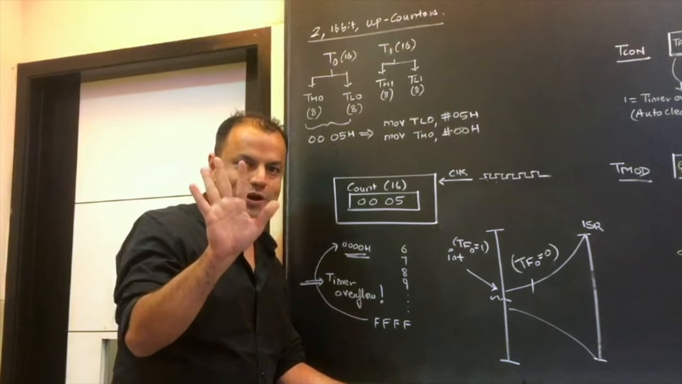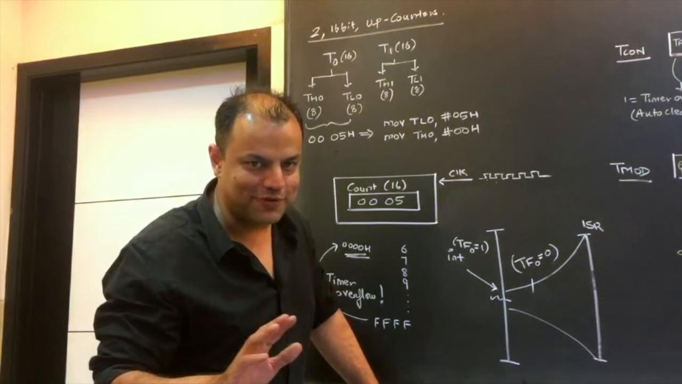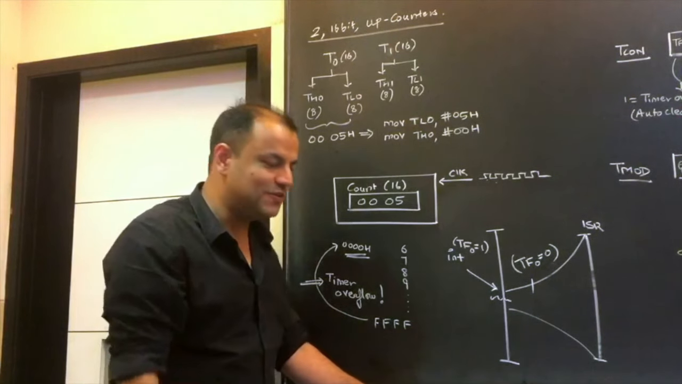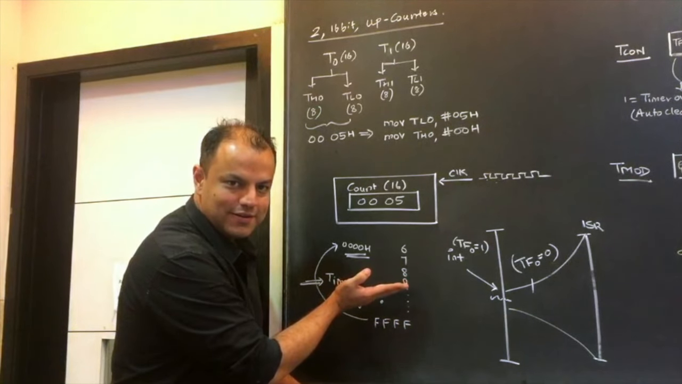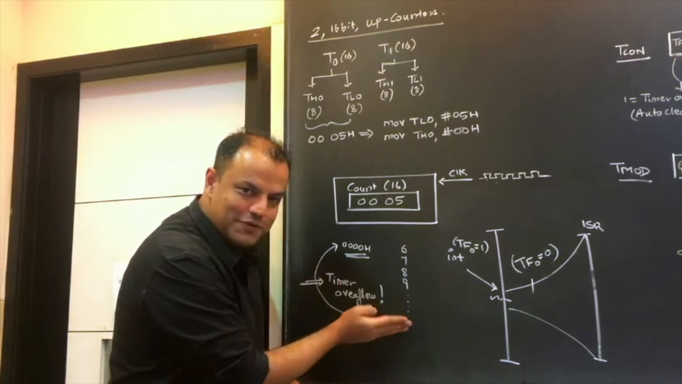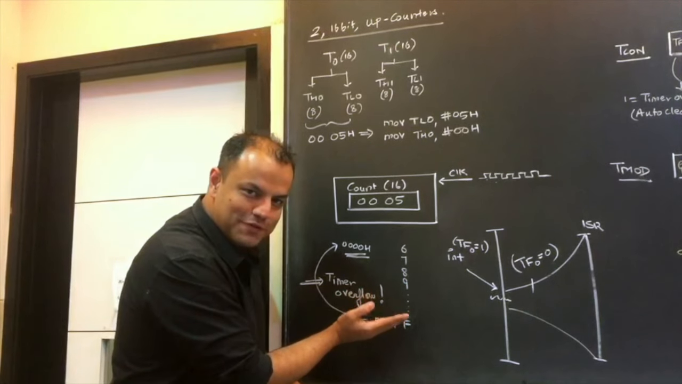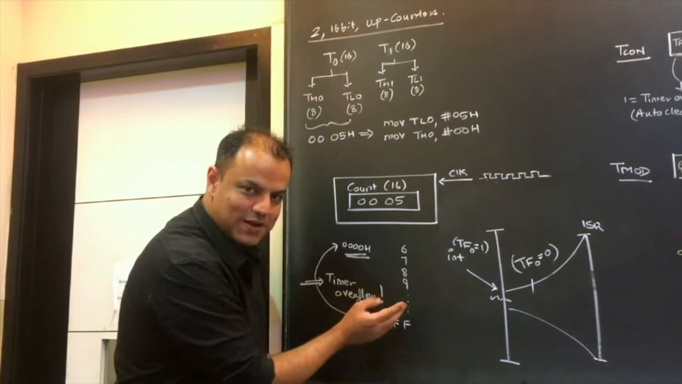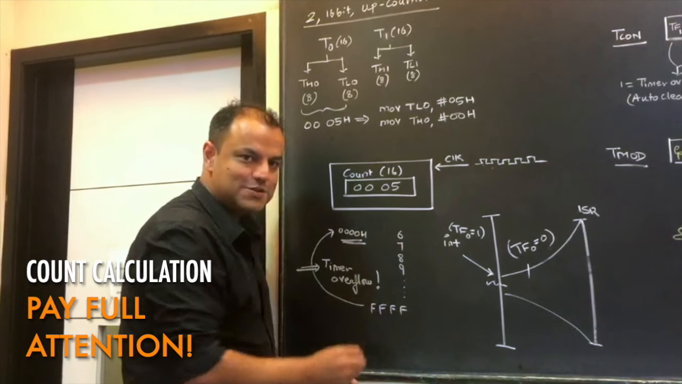You wanted to count how much? 5. So if you want to count 5, you don't load a count of 5. What do you load? Come on, use your common sense. What do you load? FFFF minus 5. Did you understand this? FFFF minus 5. No, it's not FFF minus 5. It is FFFF minus 5 plus 1.